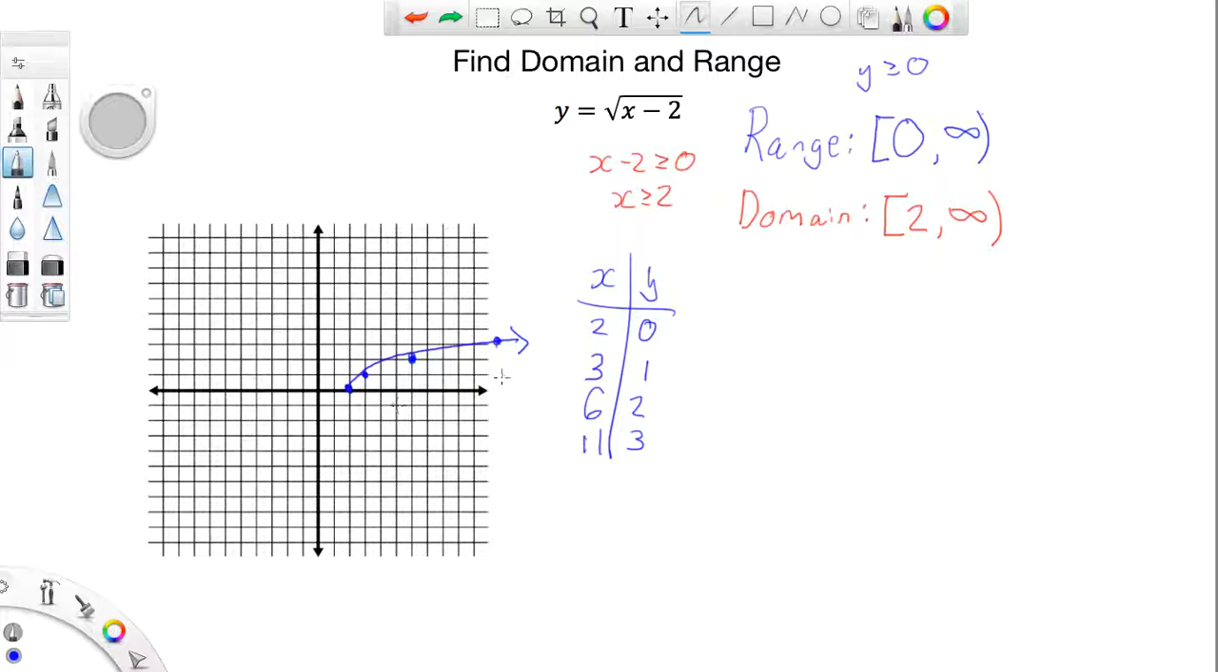For our domain, we can see, I put the arrow there, it's going to keep going. As long as I'm taking square roots of positive values, I'm going to have something that's in this function. Whereas we stop here, because we can't have a square root of a number and get a negative value, and we can't take a square root of a negative number. So that means that all these values here less than 2 aren't in our domain. So the domain is where the graph starts at 2 and it continues on to infinity.